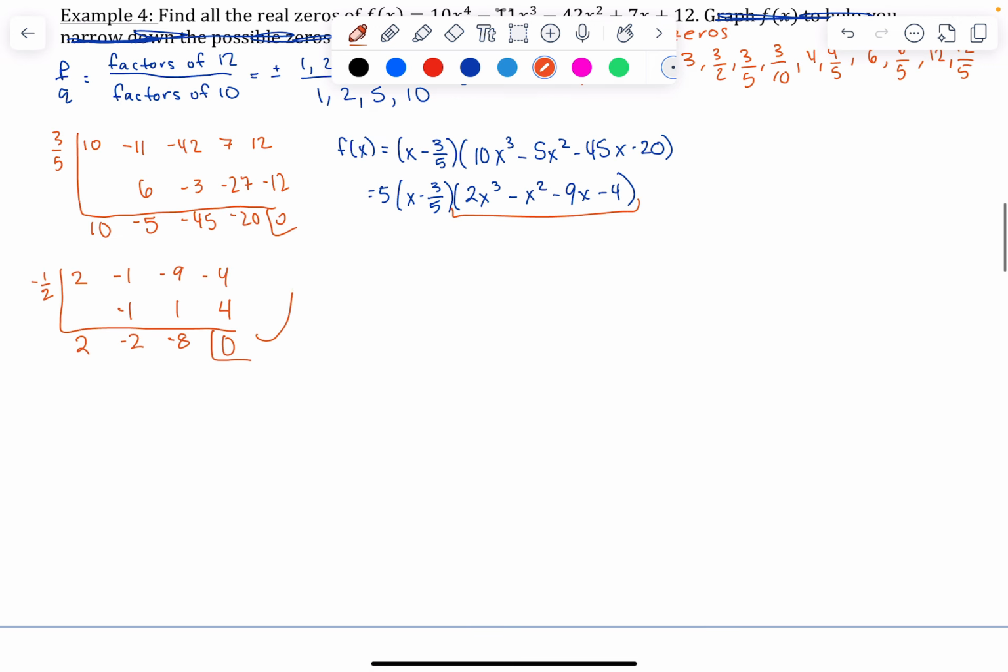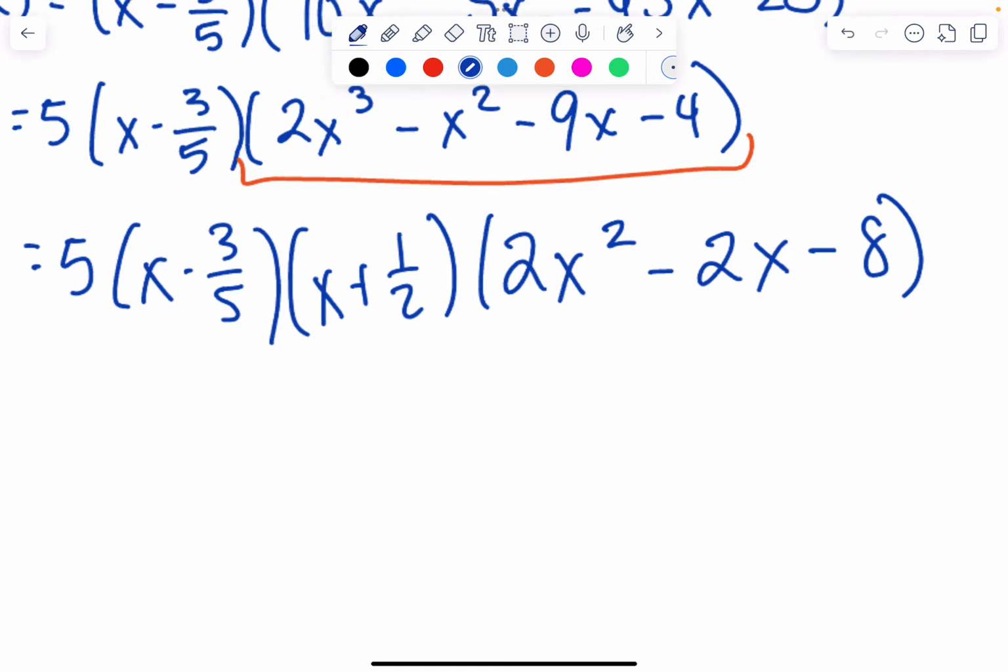Okay, so now I keep going. And now I have 5 times x minus 3/5 times x plus 1/2 times 2x squared minus 2x minus 8.